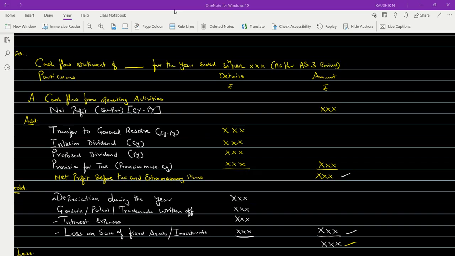For shares we will not use the word repayment, we will use the word redemption of shares.